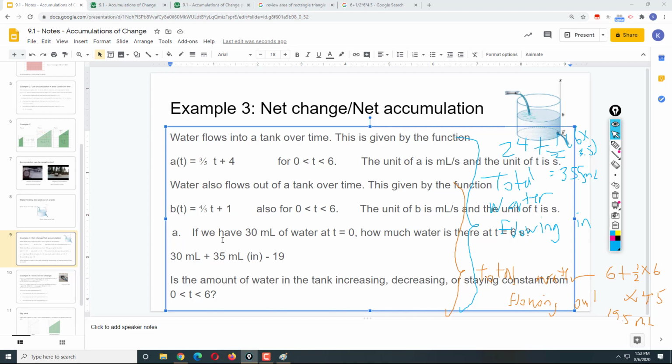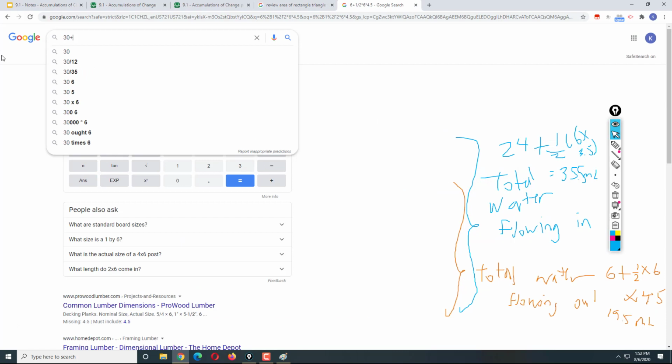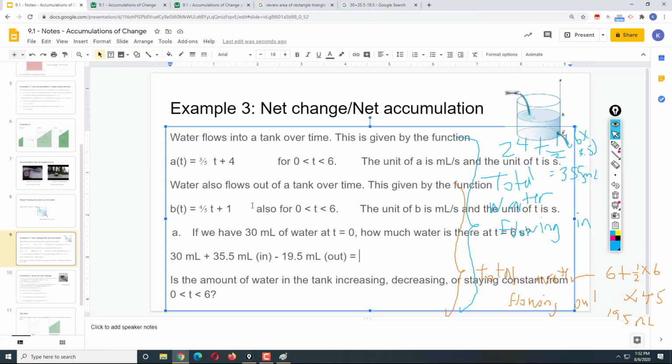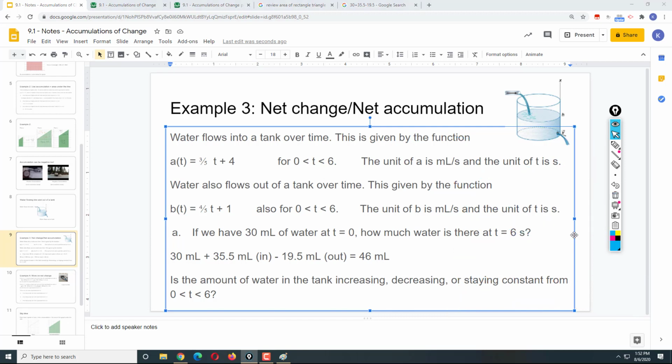Flowing out is 19.5. So we started with 30. We got 35.5 milliliters flowing in. We lost 19.5 milliliters flowing out. 30 plus 35.5 minus 19.5 is equal to 46. So how much water is there at t equals 6? We have 46 milliliters of water.